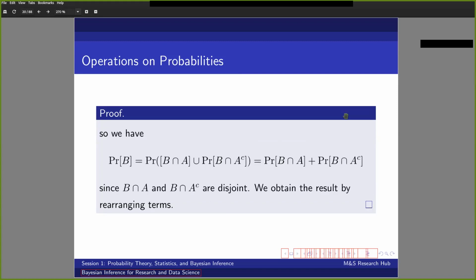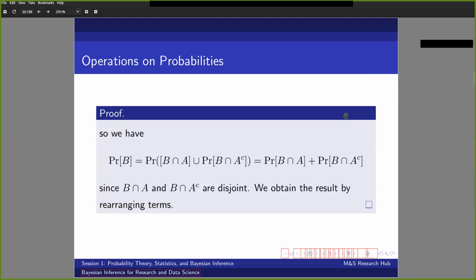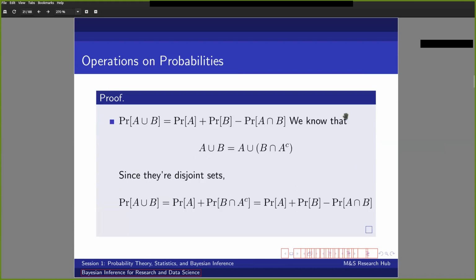So that by the additivity property, the probability of B is equal to the sum of the probabilities of these unions, since B intersection A and B intersection A complement are disjoint. Now we obtain this result simply by rearranging terms. So just subtract the probability of B intersection A from both sides.